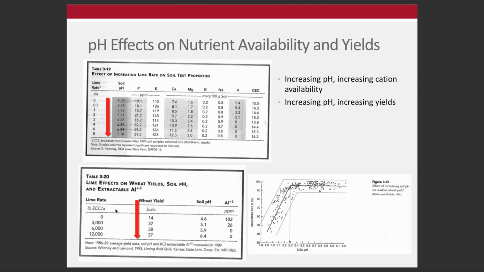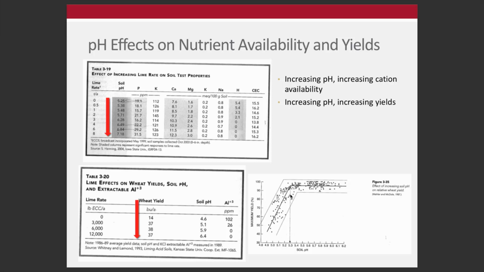And then thinking about, again, liming rate versus wheat yield, as liming rates increase, our soil pHs increase, and then our wheat yields increase. Our aluminum concentrations essentially get driven to 0, okay? So at a pH of 4.6, 102 parts per million aluminum is essentially causing some aluminum toxicity, and that's driving our wheat yields down.